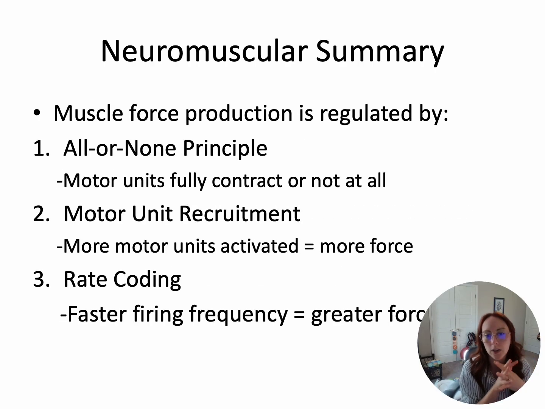All right, so the summary here. Muscle force production is regulated by the all or nothing principle. So motor units are either going to fully contract or not at all. Muscle unit recruitment: more motor units activated equals more force. Faster firing frequency results in a greater force.